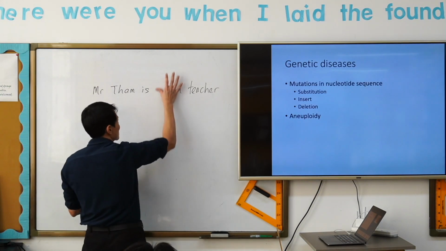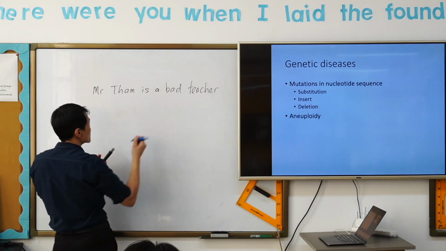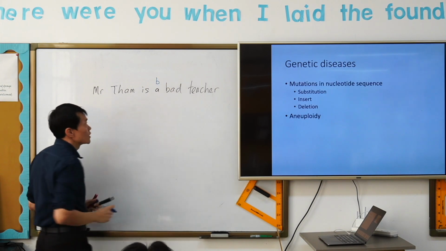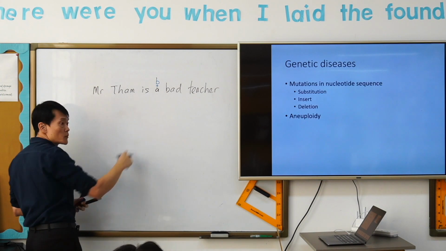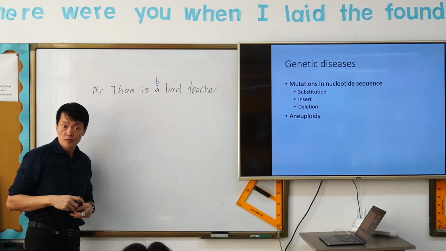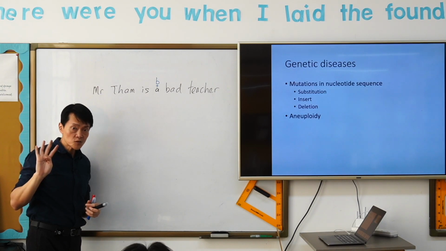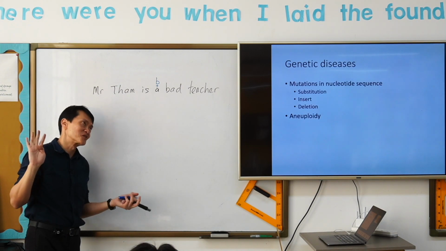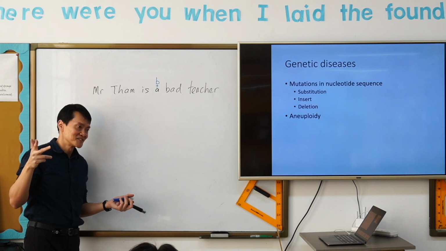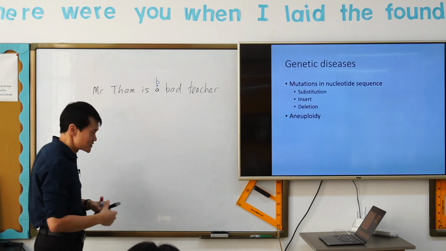Okay, let me give you the original first. It's a bad teacher. So a substitution mutation is replacement of one of the nucleotides. So what does it mean? Now, how many different nitrogenous bases are there in DNA? What are the names? Okay, initials, if you can't remember. A, T, C, G. Yes, okay, please know the entire name.